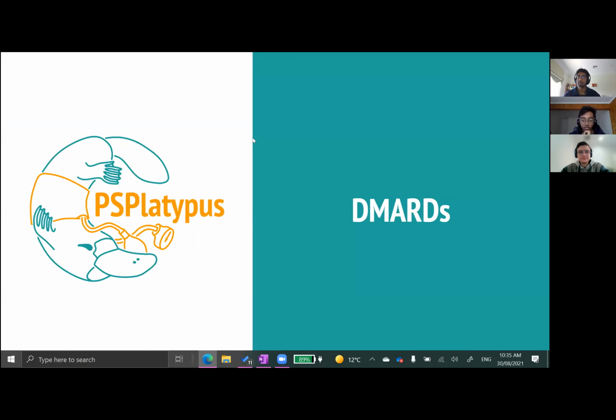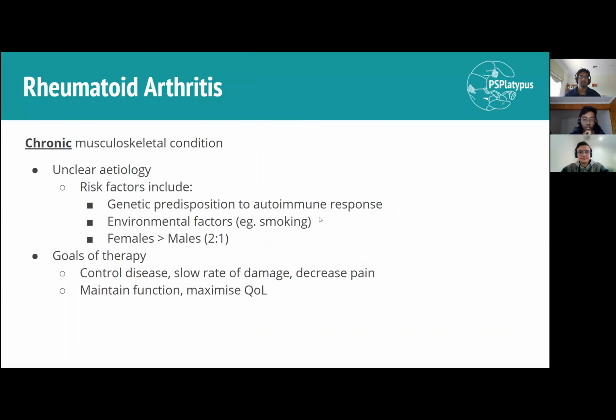All right, so starting off with DMARDs. When we're thinking about DMARDs, we're really thinking about rheumatoid arthritis. DMARDs is a class of drugs used to specifically treat this condition. And a little bit of info about rheumatoid arthritis, a chronic musculoskeletal condition. We generally have a pretty unclear etiology, not sure what causes it, but risk factors that include genetic predisposition, environmental factors, especially smoking, and it's known to affect more females than males with almost 2-to-1 ratio.